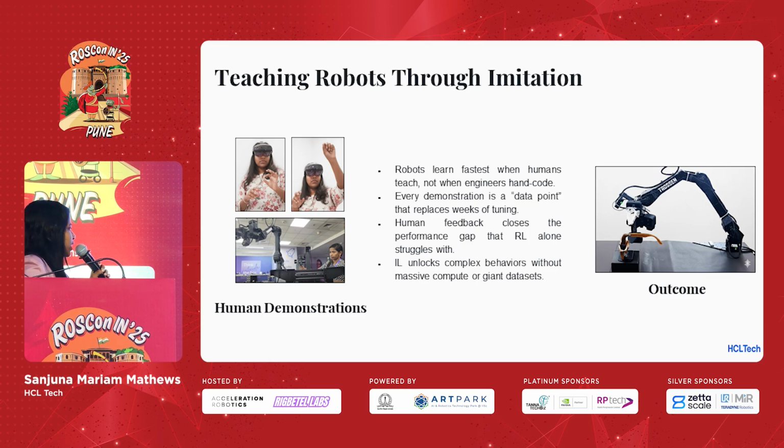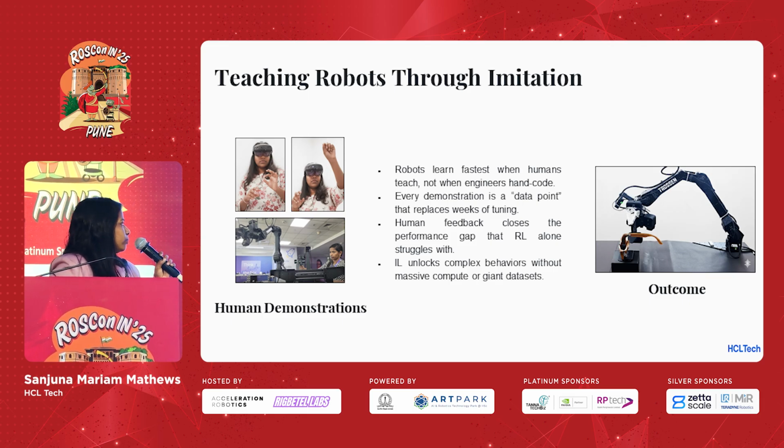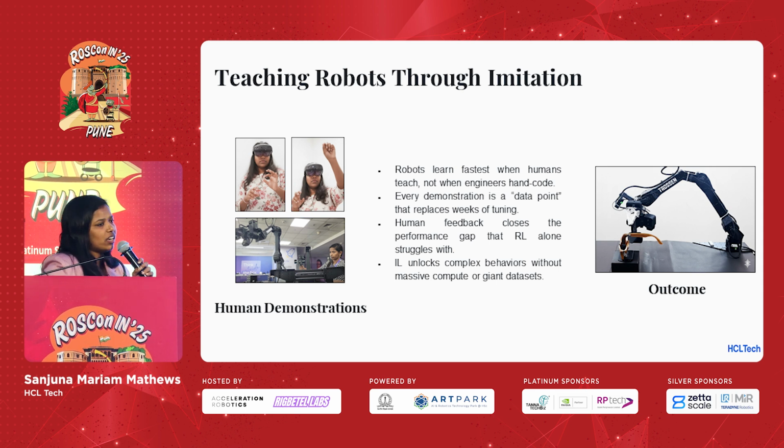So using this human demonstration, we are trying to teach the robots, and the robot will be able to learn how it needs to do the task in a human way. So this will be the expected output. Robots can learn faster when humans teach.